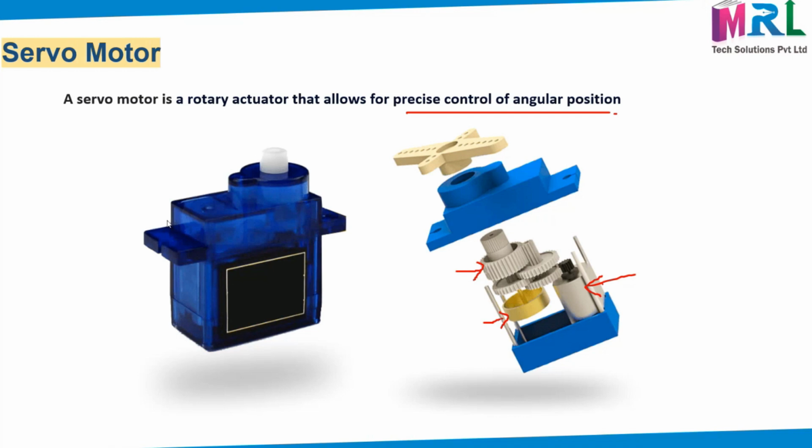When you are doing this experiment, you will understand how this motor works compared to the gear motor as well as the DC motor. You have to keep this in mind. So write this line in your notebook: A servo motor is a rotary actuator that allows for precise control of angular position.